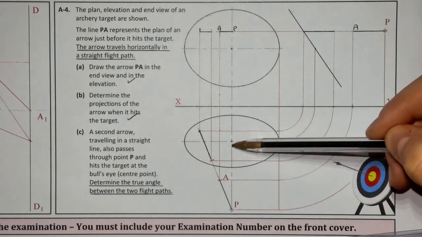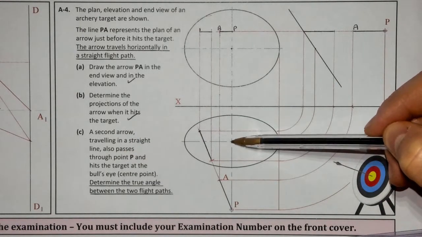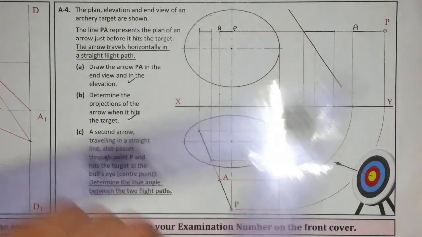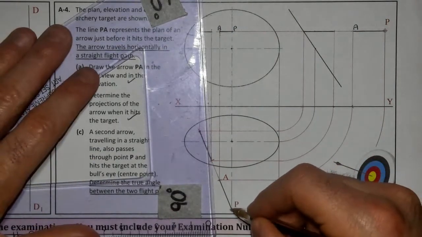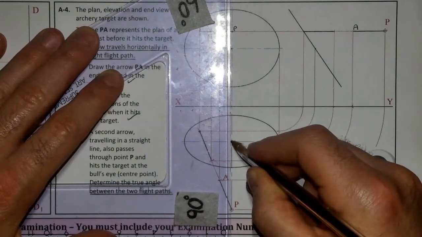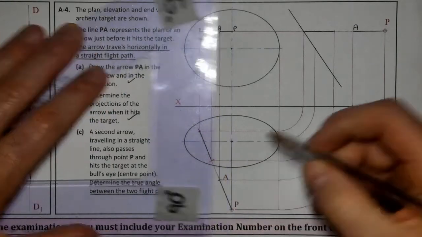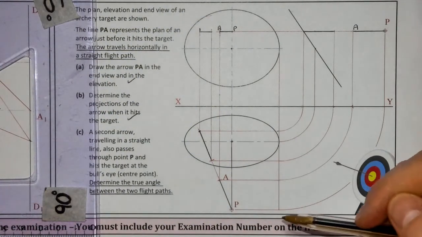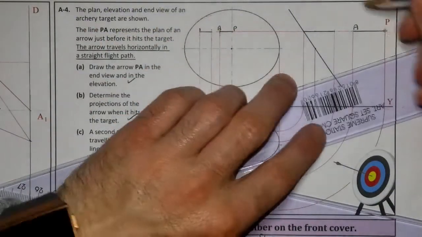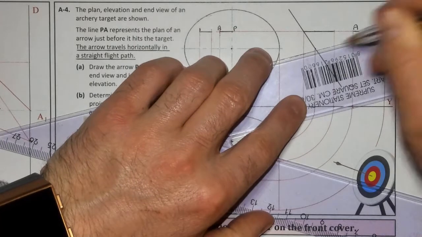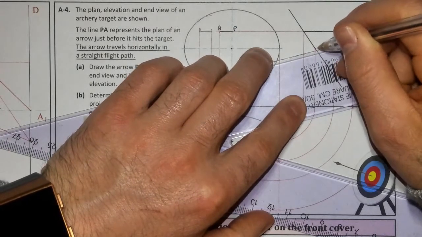A second arrow travelling in a straight line also passes through point P. So it goes through point P and it hits the center point, which is the bullseye. Can I make that line? Yes, I can actually draw that in my plan. I'm just going to put that in heavy now. So that's the flight path right there. Can I represent that in my end elevation? I actually can, because it says it goes through point P and it hits. This is becoming a little bit clearer now.